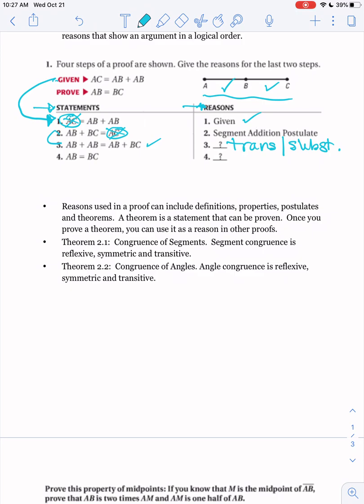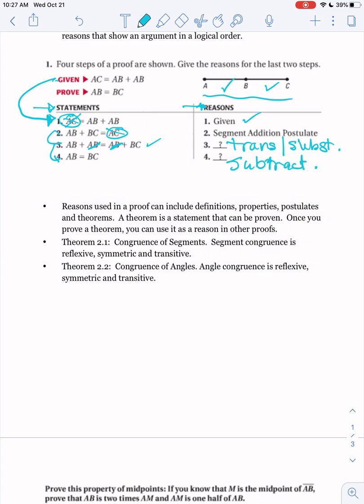And then finally, from step 3 to step 4, you could see the difference is we're missing an AB on each side. And what's called when you get rid of something in an equation, we wanted to get rid of an AB, so we're going to subtract an AB from both sides of that equation. That's called the subtraction property.